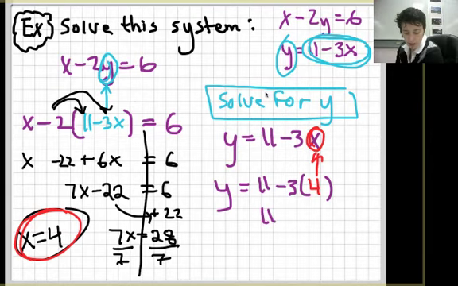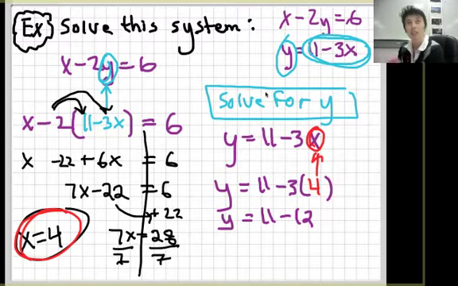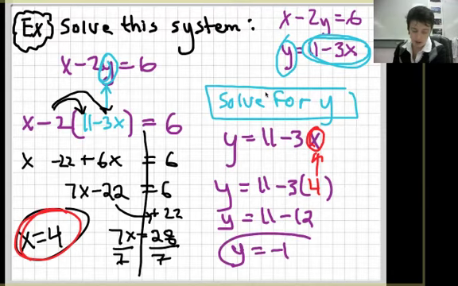11 minus 3 times 4 is 12. So 11 minus 12 equals y, and 11 minus 12 is negative 1. So y is equal to negative 1. And now I've got my two answers. x equals 4, y equals negative 1. And I'm all set and done.